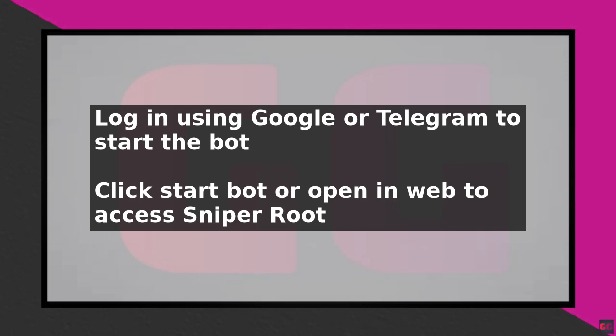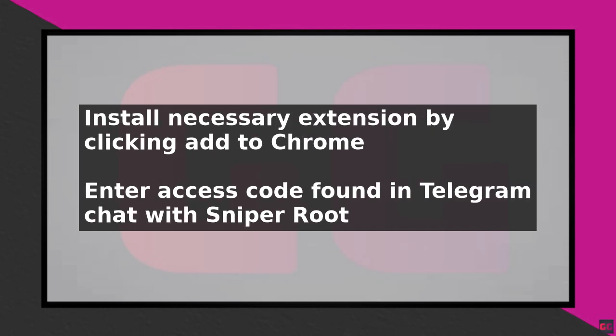After installation, navigate back to the Sniperoo website and click on the puzzle icon at the bottom, where you should see the Sniperoo extension. The first time you use it, you'll need to enter an access code, which can be found in your Telegram chat with Sniperoo. With the access code entered, the next step involves linking your wallet.